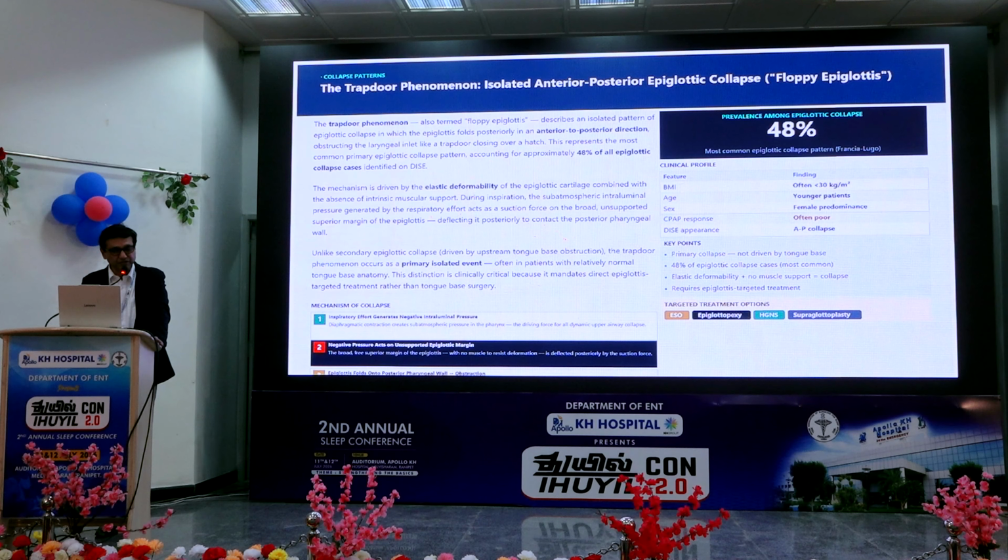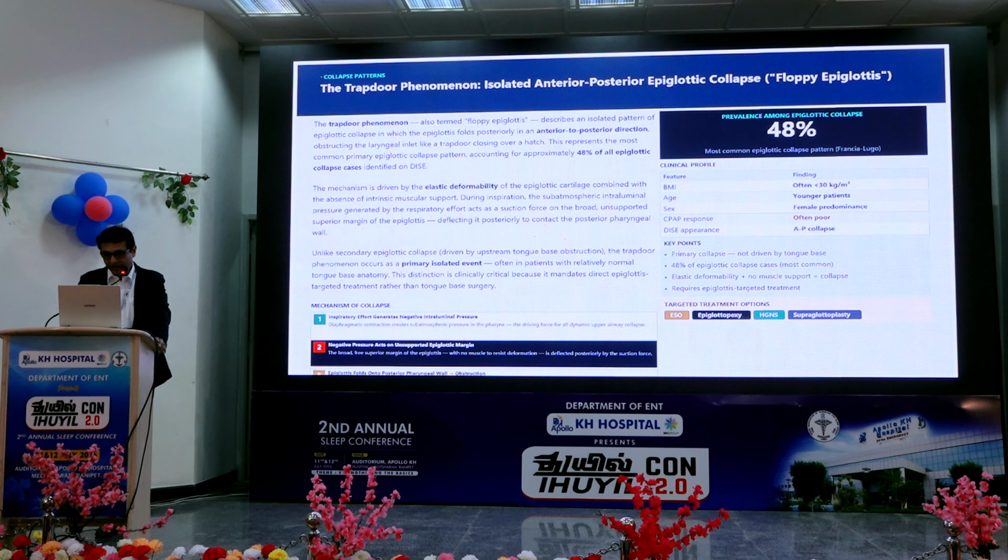The mechanism is driven by the elastic deformability of the epiglottis cartilage combined with the absence of intrinsic muscular support. During inspiration, with the development of high intraluminal negative pressure, the epiglottis sucks inward and almost closes onto the posterior pharyngeal wall. This is a very common primary isolated event. If you suspect a very thin individual with severe OSA, always think about epiglottis collapse. So the 3 points are very important.